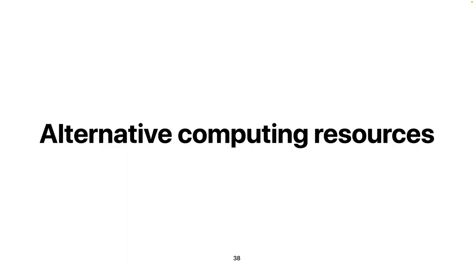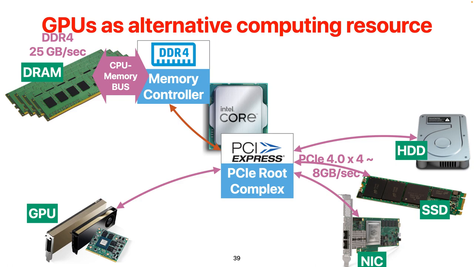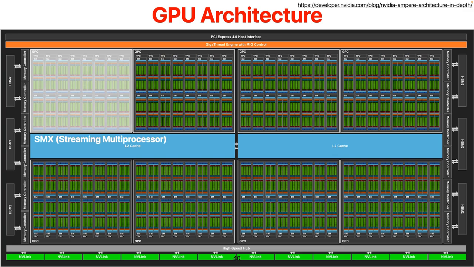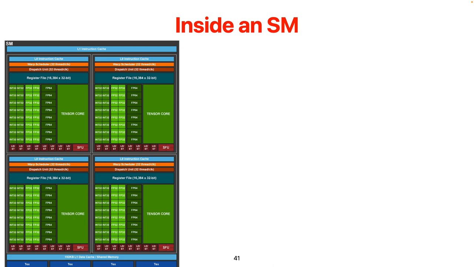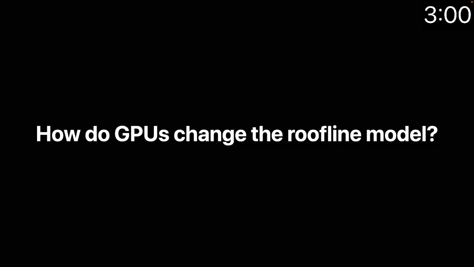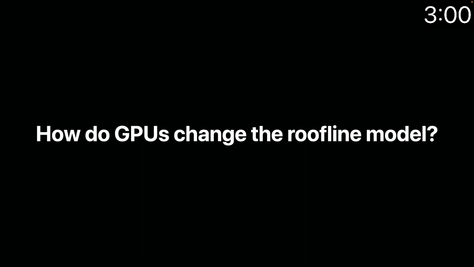So the first alternative computing resource that we rely on is actually the GPU, graphics processing unit, right? And this is the GPU architecture. Don't feel offended by it. Next week, you are going to read a paper about the GPU architecture, so I won't go into too much detail here. But a GPU architecture is basically a set of vector processors. And inside an SM, you have a lot of parallel processing units. So you can imagine it's a unit with more floating point operations per second available. So with that, how do you think the GPU is going to reshape the roofline model?